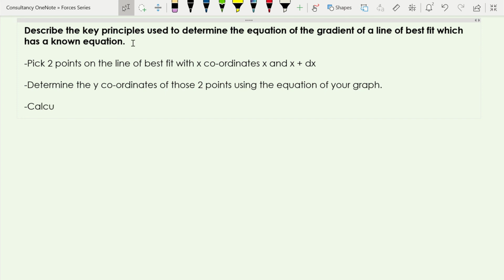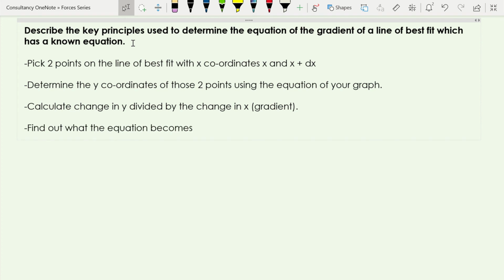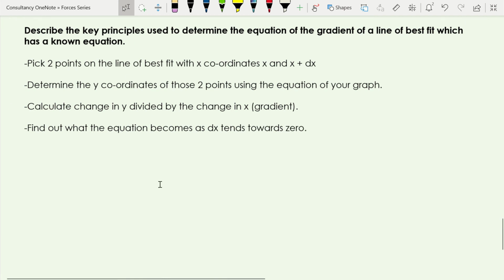Calculate the change in y divided by the change in x. That's your gradient. Find out what the equation becomes as dx tends towards 0. And that's our final stage there. And that will give us the equation of the tangent to our graph at a particular point on the graph. And that's where we'll leave off this video, differentiation from first principles.